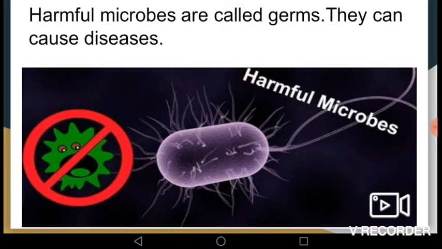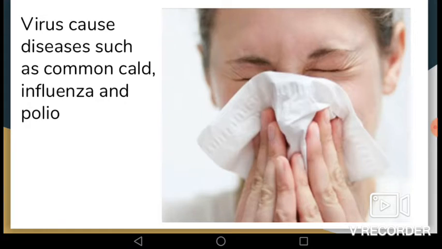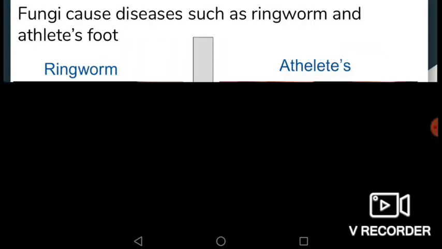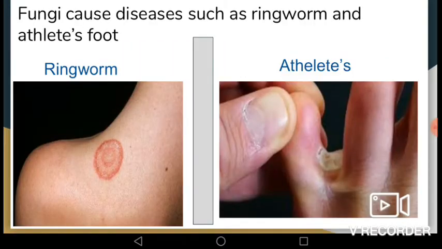They can cause diseases. Viruses cause diseases such as common cold and polio. Bacteria cause diseases such as cholera, tuberculosis, typhoid. And fungi cause diseases such as ringworm and athlete's foot.